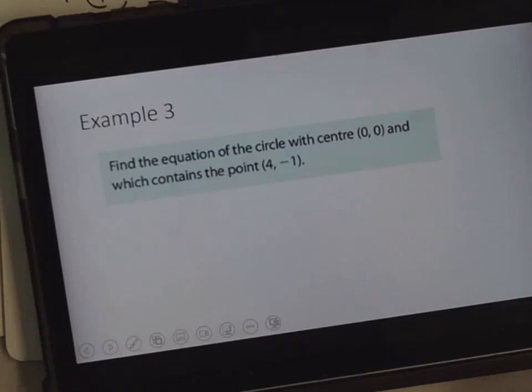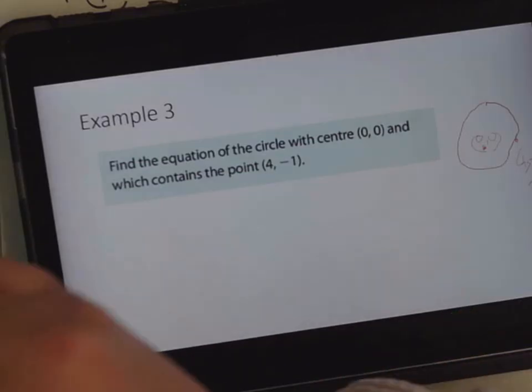Find the equation of the circle with centre (0, 0) and which contains the point (4, -1). What are we to do first? What two things do you need to get the equation of a circle? You need the centre and the radius. How will I get the radius? Its centre is (0, 0), and we know it goes through the point (4, -1). Yes, get the length, exactly.